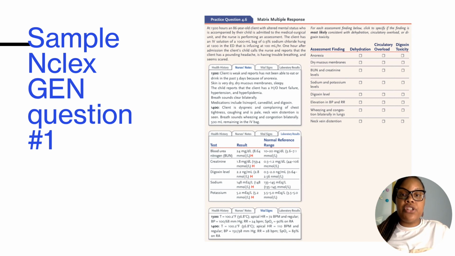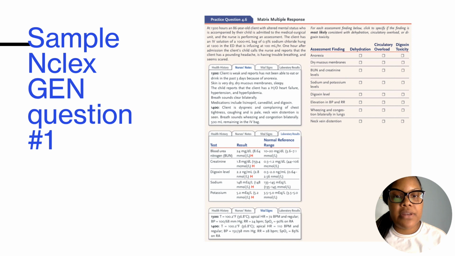So the first question. You see that we're greeted with this long case study. We have lab values, we have nurses' notes, we have vital signs. So let's dig into all this information. It says at 1,300 hours, an 86-year-old client with altered mental status who is accompanied by their child is admitted to the med surgical unit, and the nurse is performing an assessment. The client has an IV solution of a 1,000 ml bag of normal saline hung at 12 o'clock in the ED that is infusing at 100 ml per hour.